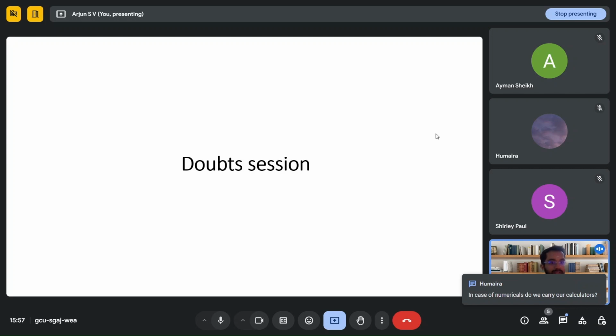So you don't need to carry your calculator. The software with which you are going to attempt the exam will have its own inbuilt calculator, so you can use that. You have to use your mouse or keyboard to enter your values.